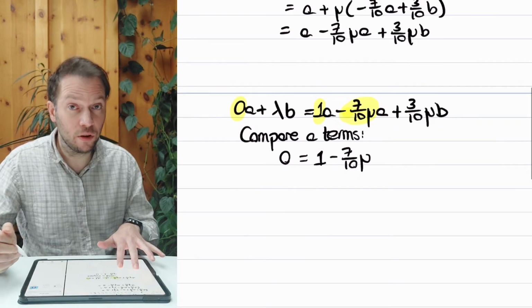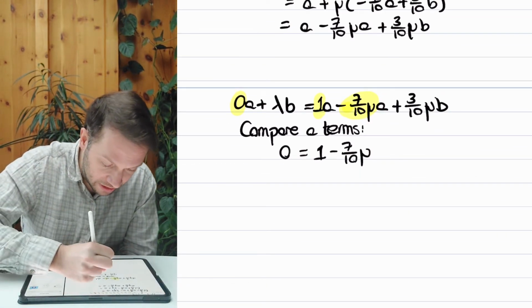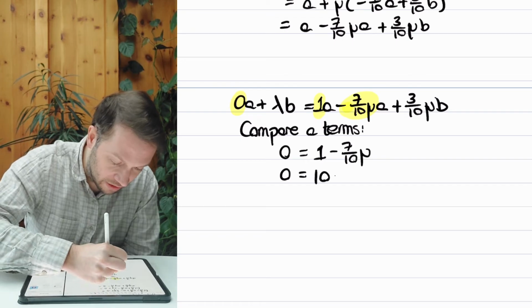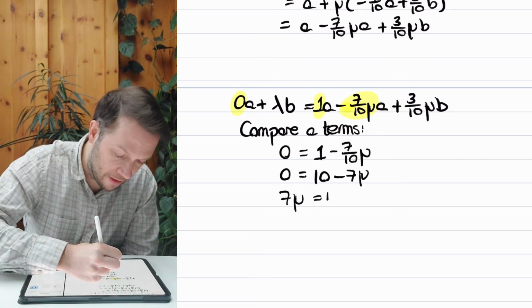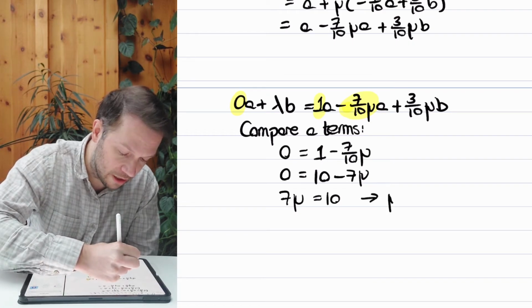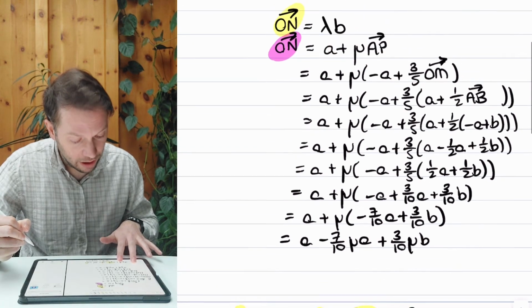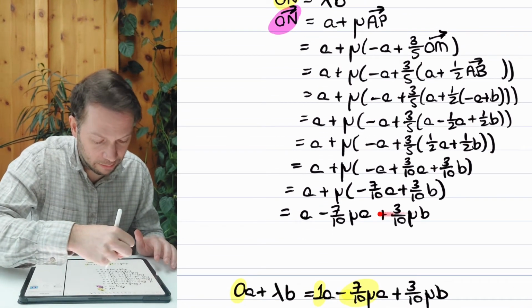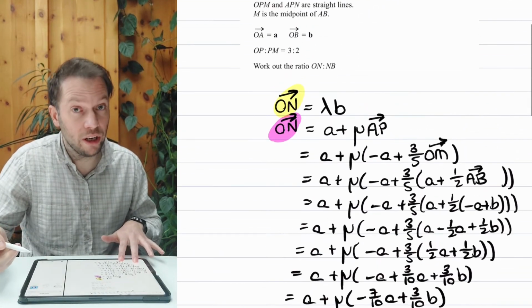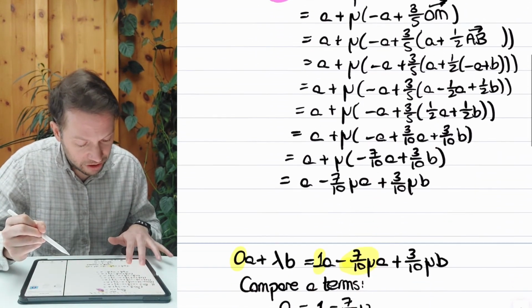And we can solve this equation to work out what mu is. So I could just times both sides by 10. So that's going to be 10 minus 7 mu. Can add the 7 mu to the other side. And that means that mu is 10 over 7. So we've worked out what mu is. And in fact, we could sub in the mu into this expression here, because there's no lambda, just mu, and we can work out what O to N is. Or this expression might be simpler, so we could work out what lambda is.